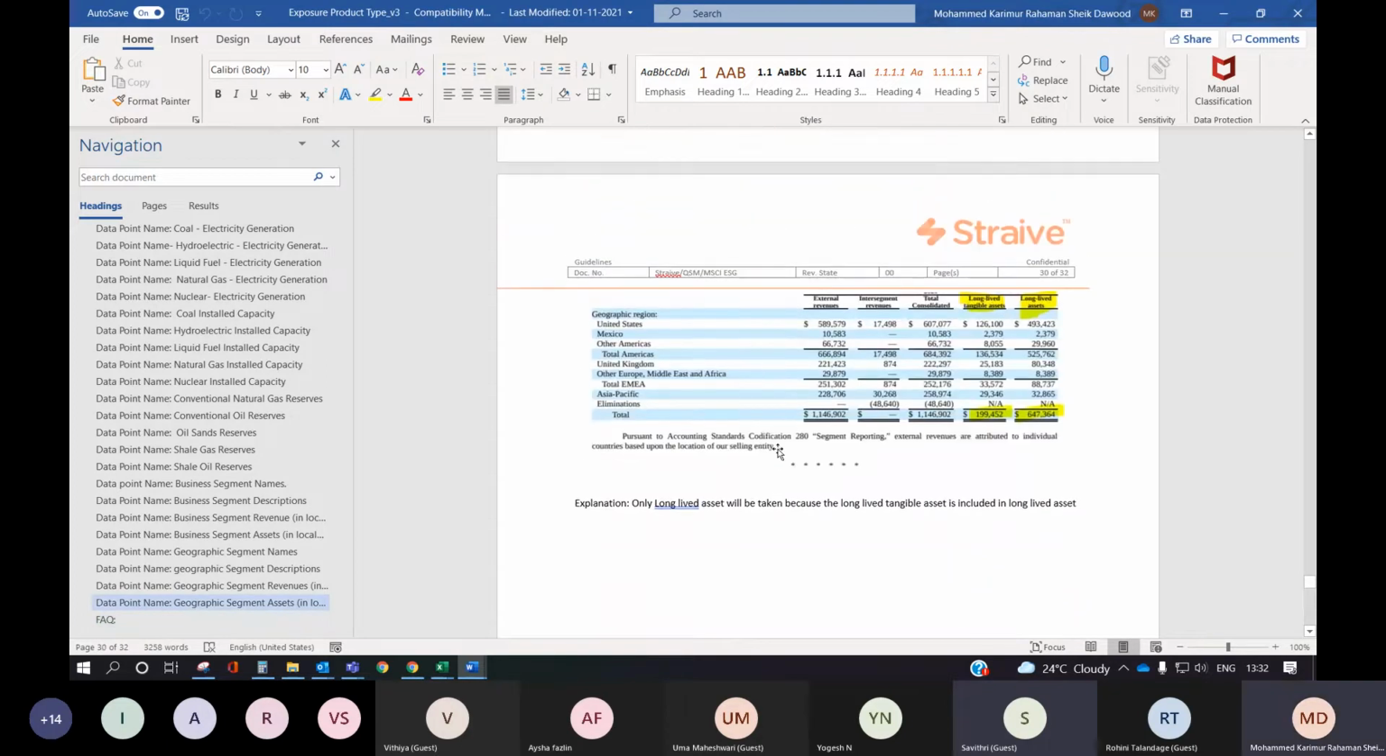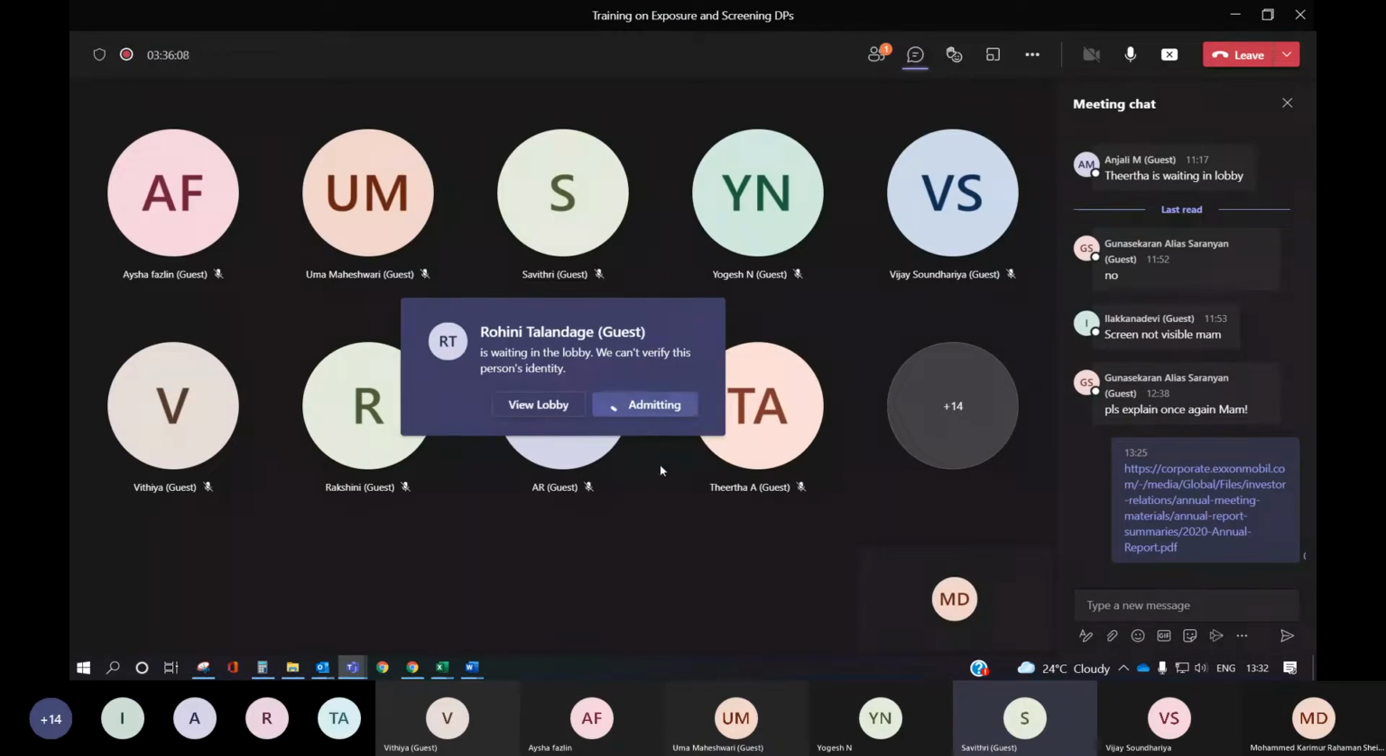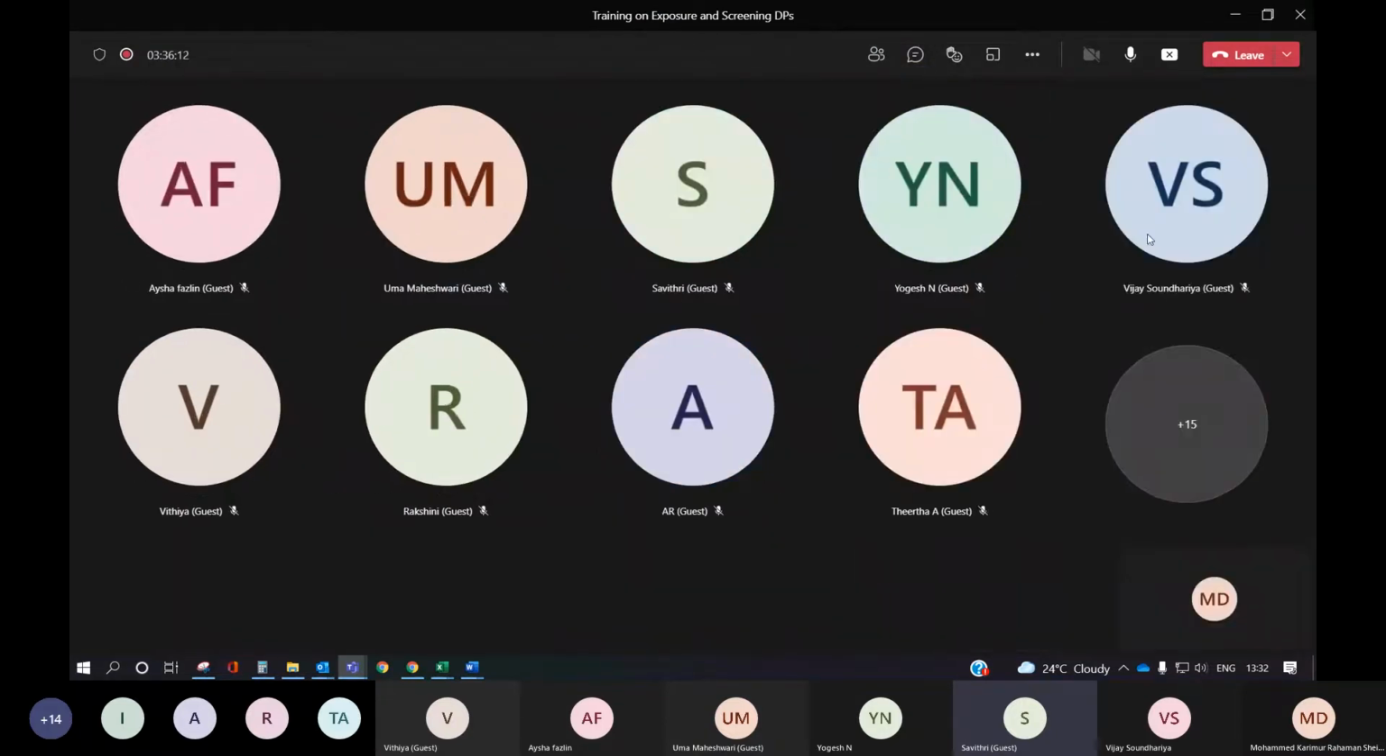Okay, so team, we have completed the screening as well as the exposure data points. So from these data points, do you have any issues, or do you need anything to be explained once again? Have you understood all the data points? Team, say yes or no. If you have any doubts now, please ask.